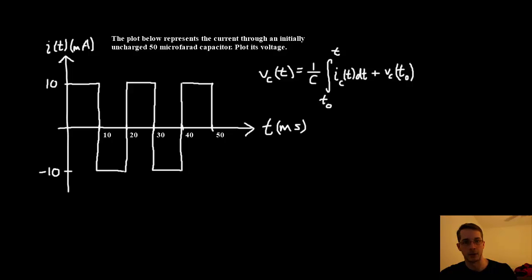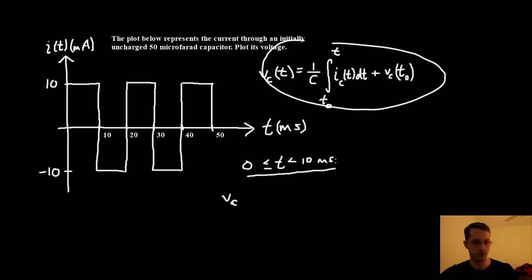If we're given a plot of capacitor current, we can easily find the corresponding plot of capacitor voltage. So in the first time frame here, from 0 to 10 milliseconds, we have our equation for Vc of t, which is over here.